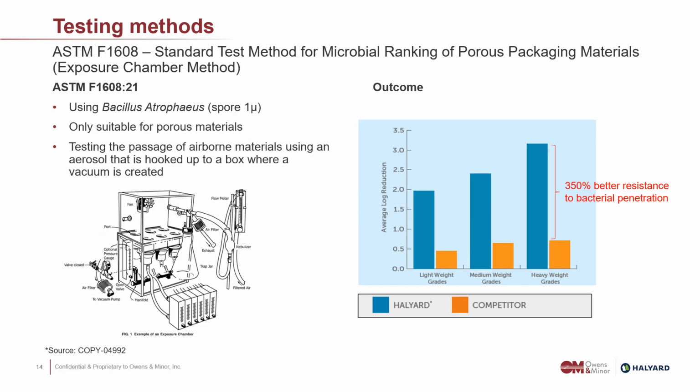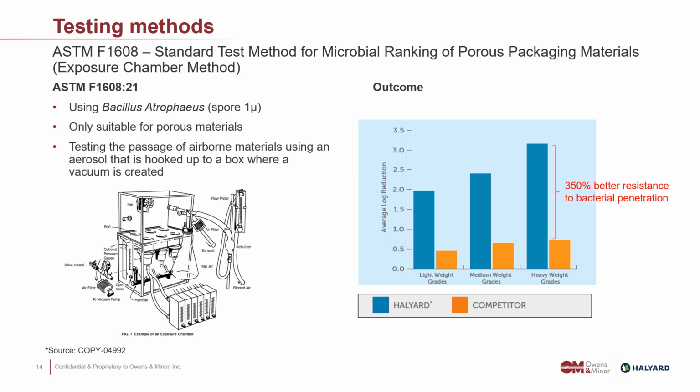I told you in the beginning that we're going from bigger particles to smaller particles. With the ASTM 1608, we're going now to a smaller bacteria. It's the Bacillus atrophaeus. That's actually a spore, and it's only 1 micron. The situation is again the same. There's again an aerosol with the bacteria. The samples are in a little isolated room.